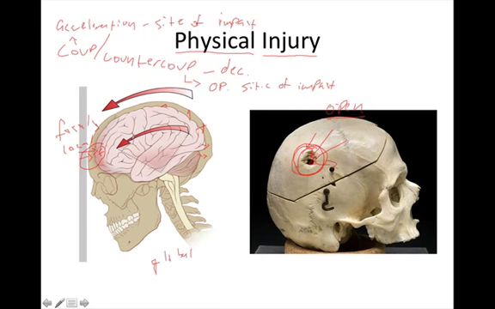So basically, like I said, you can see here with coup counter coup, a lot of brain damage could occur as a result of this. If the skull didn't crack open here and the person got up and shook their head, shrugged it off, that doesn't necessarily mean they're fine. They could have damaged some vessels and caused a slow bleed into the subdural space.